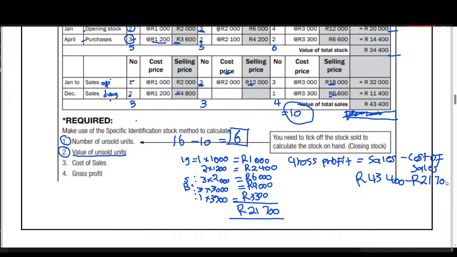21,700. Even if you add this, you must still get 10 items, because it's going to be 1 plus 2, that is 3, 3 plus 3, that is 6, 6 plus 3, 9, 9 plus 1, that is 10. So that is 10 units that were sold. Then that is all about the specific identification. Let me see how much our gross profit is. That is 43,400 minus 21,700, that is 21,700.